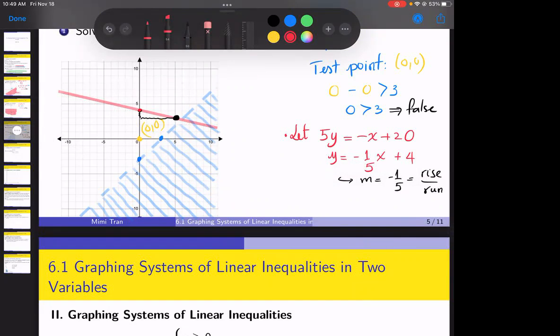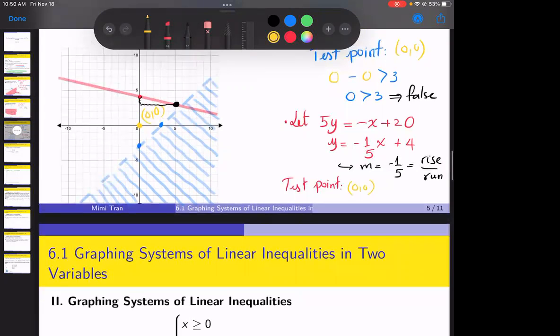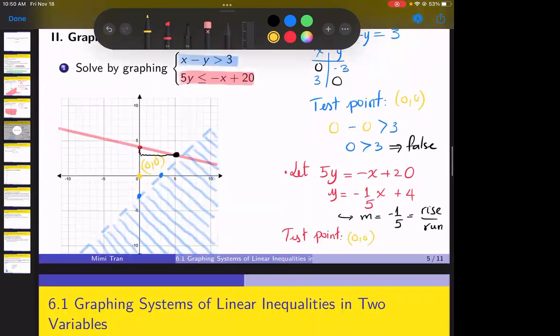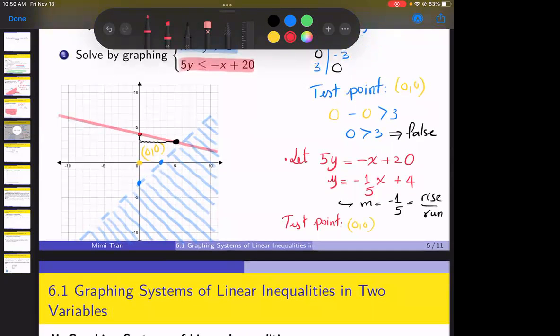Pick a test point again. It'll be 0, 0 again because it does not go through 0, 0. What do you think? When I plug into the original, 0 less than or equal to 20, is it true or false? True, right? So 0 is less than or equal to 20. So you say it's true. So where do I shade? Below the red, right? Below.